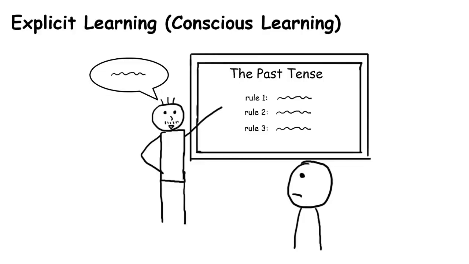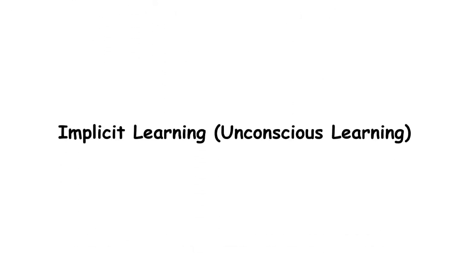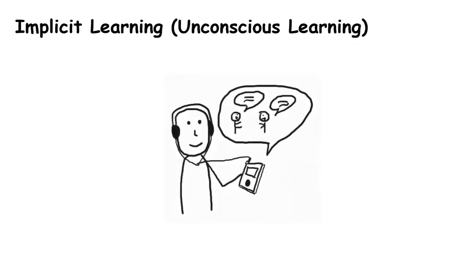The second type of learning is called implicit learning or unconscious learning. In implicit learning, the learner doesn't know what is being learned. Oftentimes, he's not even aware that he's learning something. The learning happens unconsciously. One example of implicit learning is listening to a conversation in English. When you listen to a conversation, your main goal is not to learn English, but to understand the conversation. But by doing the activity, you're simultaneously learning English.